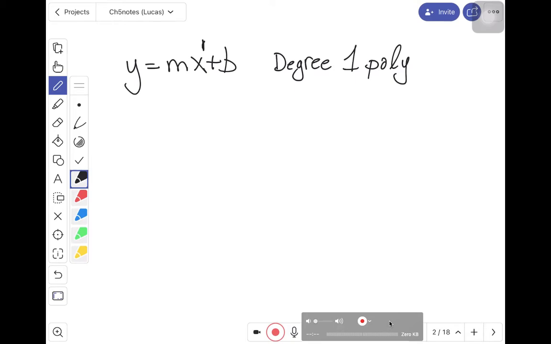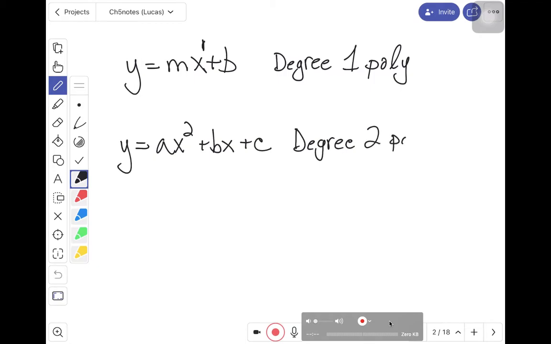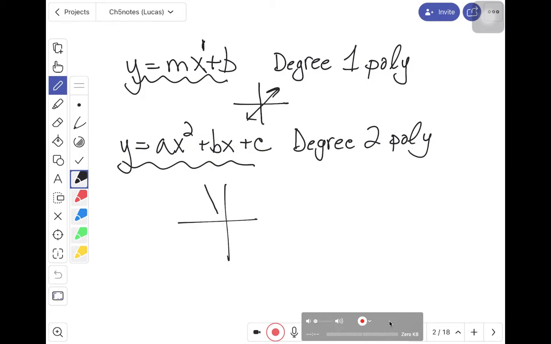The next type of polynomial we spent time studying was y equals ax squared plus bx plus c. This is commonly referred to as a quadratic polynomial or a degree 2 polynomial. So a lot of what we start off with in this chapter relates to some things that we've already done. We did a linear polynomial, y equals mx plus b, so there's your line. And we did a quadratic polynomial, one that would make a parabola.